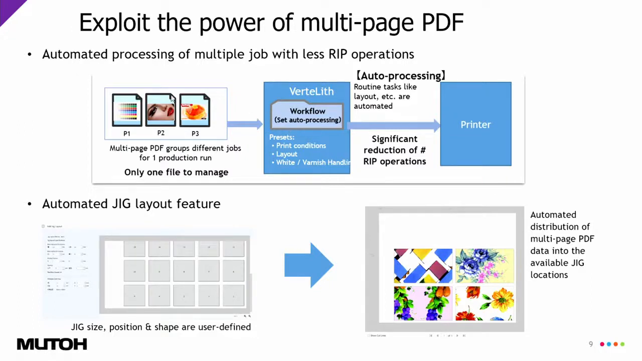So imagine the job on top here, multi-page PDF, and you want to process it on an object printer, which in the environment of the print environment you created, you said, okay, this is going to be distributed over a jig. Then you see each job will end up in a different jig position.